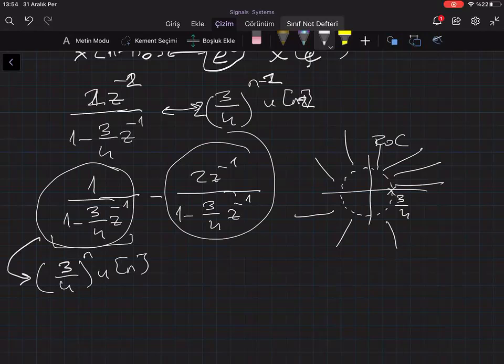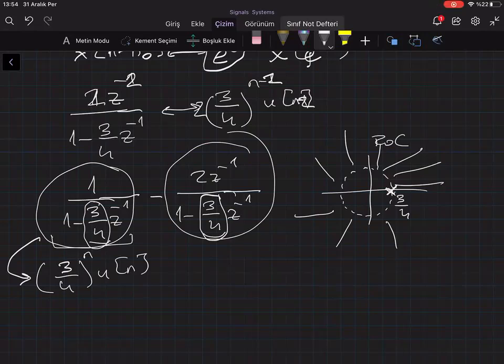Because there is only one pole. But the pole is here, the pole is here. This one is my pole. This one is my pole, and it is reflected over here. Looking at the ROC, we can understand it is left side.